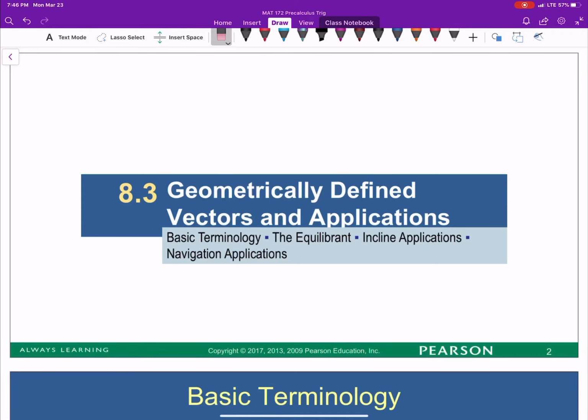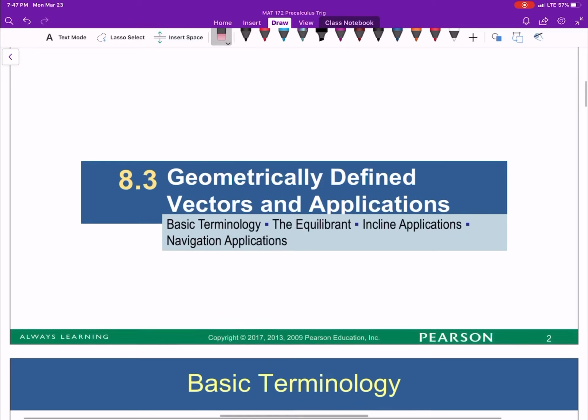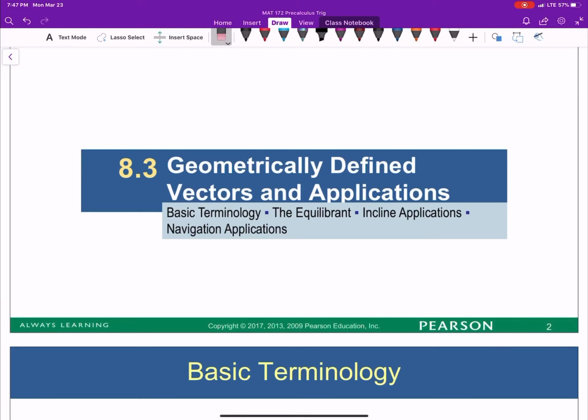Hello, class. Today we're talking about 8.3, geometry defined vectors and applications: basic terminologies, the equilibrium, incline application, and navigation application. So we're about to talk about some basic terminology.